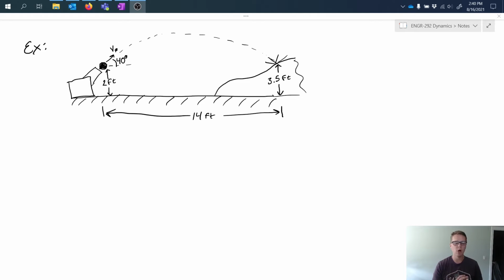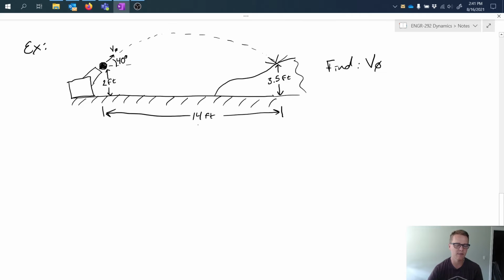So I've set up a little problem here which basically shows a ball being fired out of a cannon or something. And there are some initial conditions. The ball is being fired initially from a height of 2 feet, and it's angled at 40 degrees, and it travels until it strikes a point on a hillside at 3.5 feet high, not much of a hill, and it's 14 feet away. So that's what we know about it, and to solve this problem, we want to solve for the initial velocity that makes this happen.